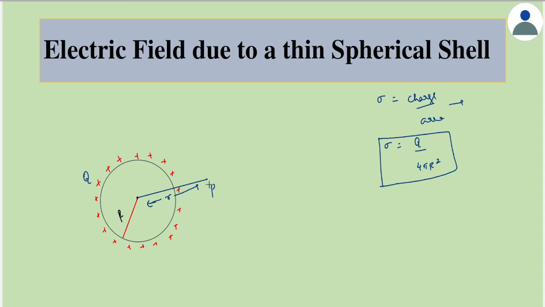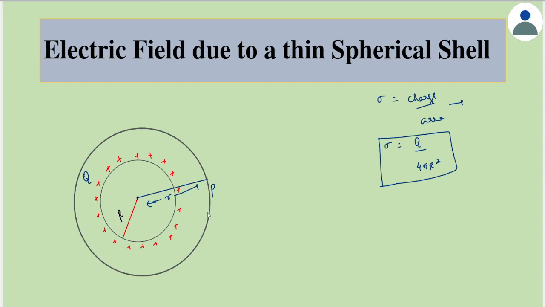Now since the point is P, we saw in the previous class that we need to choose a Gaussian surface such that it passes through this point P. As seen in the previous lecture, the most sensible surface would be a sphere again. So let's draw a sphere around this spherical shell such that the sphere passes through the point P. As seen here, I have drawn a sphere.